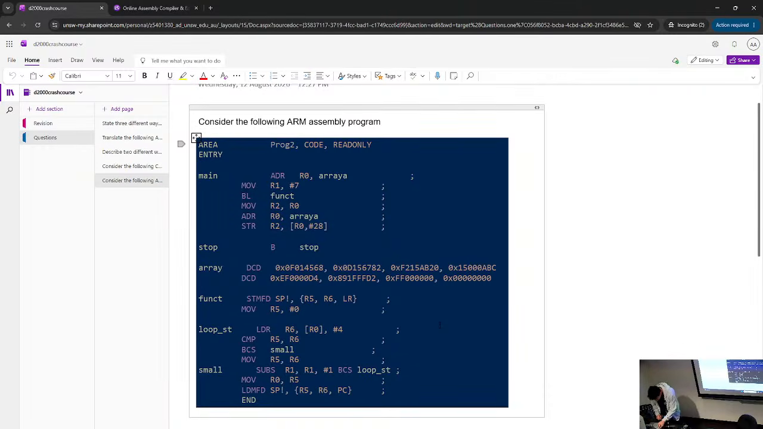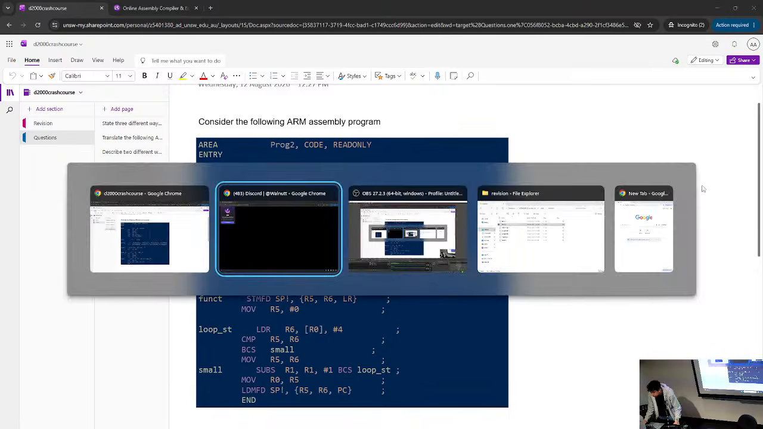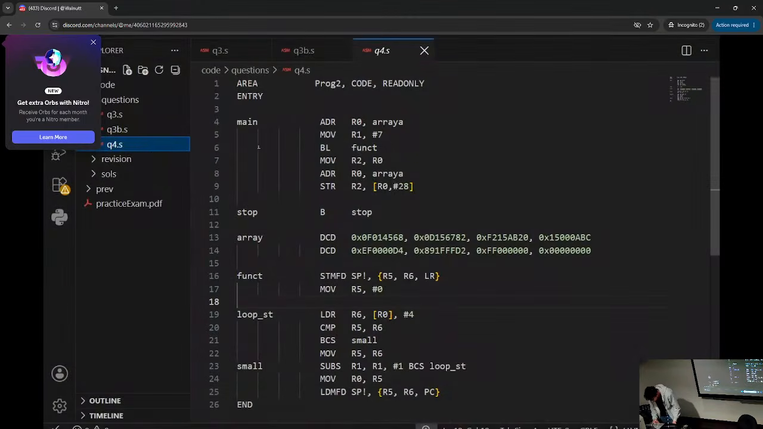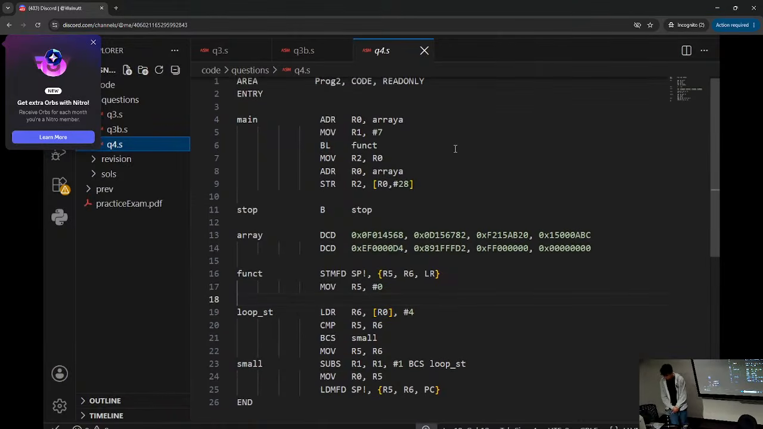Let's move over to my code. Yep. All right, so here's the program. It's kind of overwhelming if you just look at it straight on. So what I like to do for these questions is break it down into different parts and try to convert it to C or pseudocode to get a better idea of what's going on. All right, so let's break it down then.